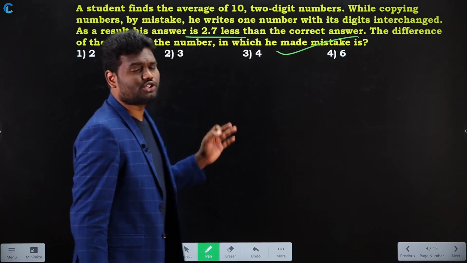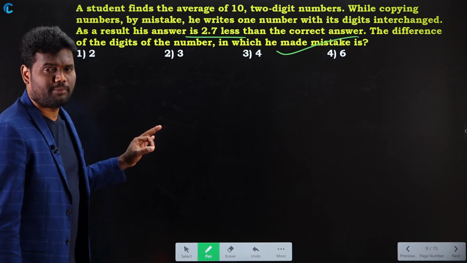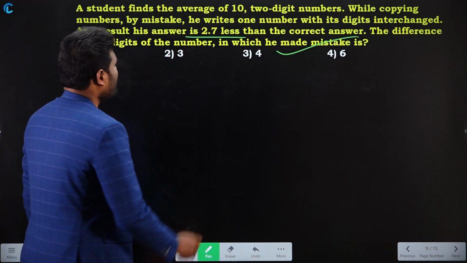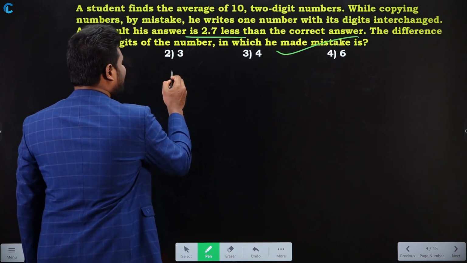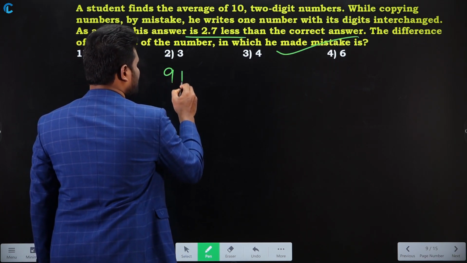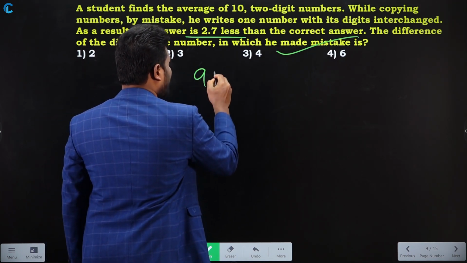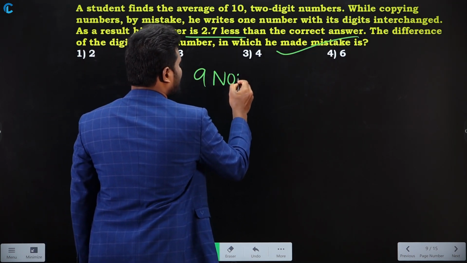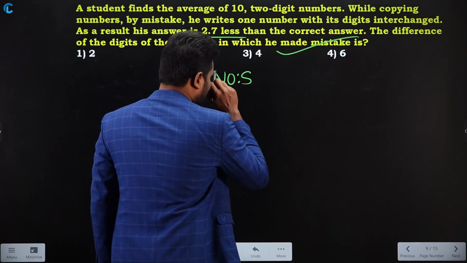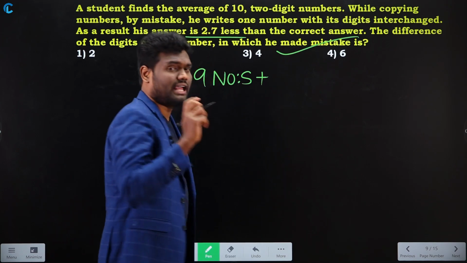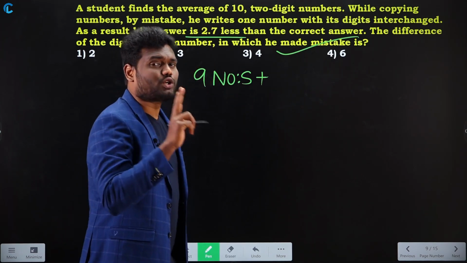First I will show you the procedure to solve this question. Later on I will show you a simple trick to solve the same question. According to this question, out of 10 numbers, 9 numbers are written correctly. Yes or no? Out of 10 numbers, 9 numbers are written correctly. Now it is said that after 9 numbers, one number has been noted with its digits interchanged. These are two-digit numbers.